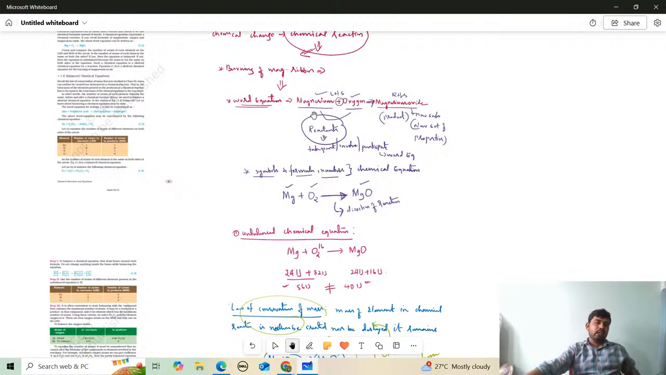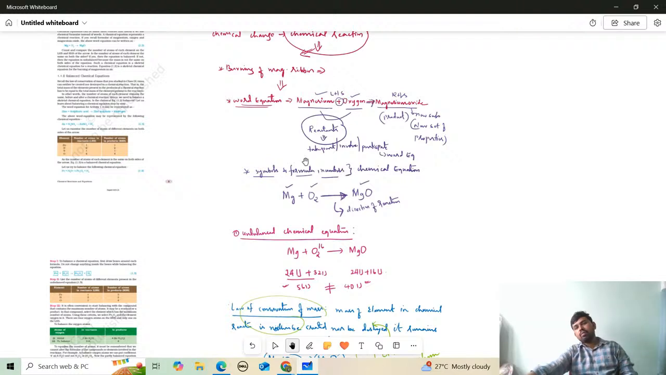The reactants need to be written on the left side of the arrow mark, and if more than one reactant is there, you should write a plus mark between them. Similarly, if more than one product is there, the products need to be written after the arrow mark, with a positive sign between them if more than one product is formed. After this, you should write the word equation.